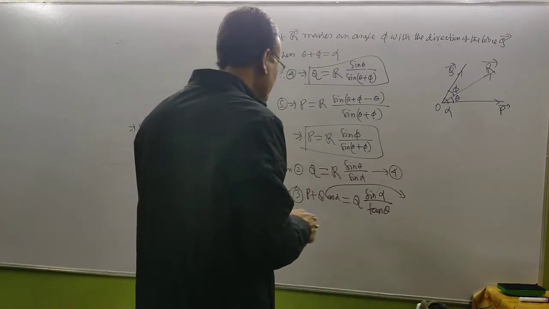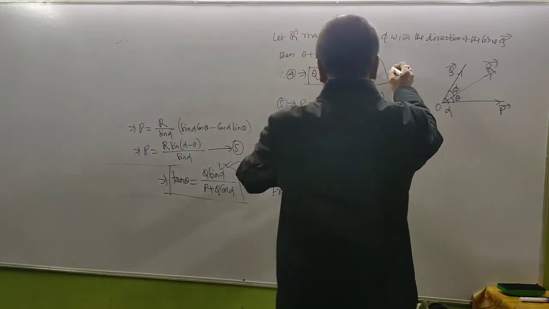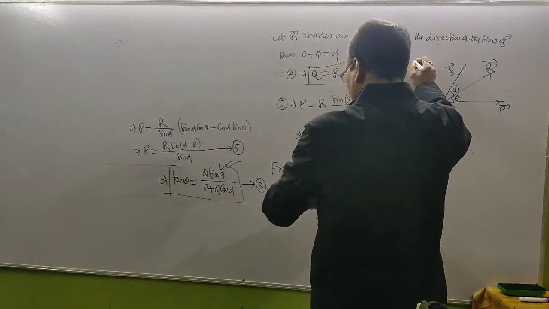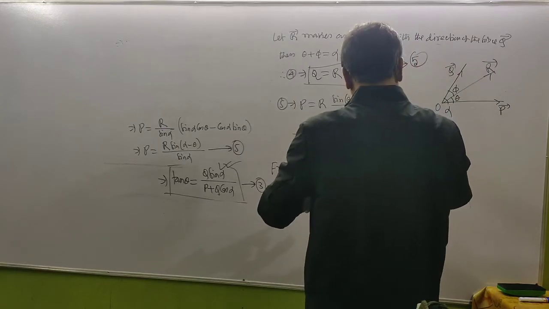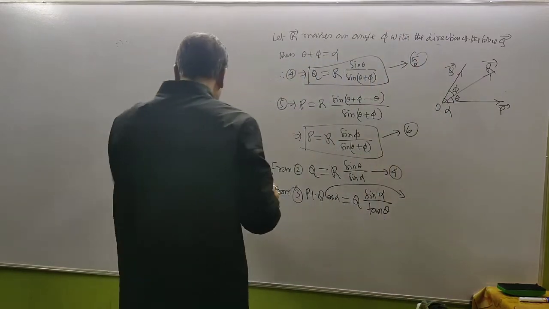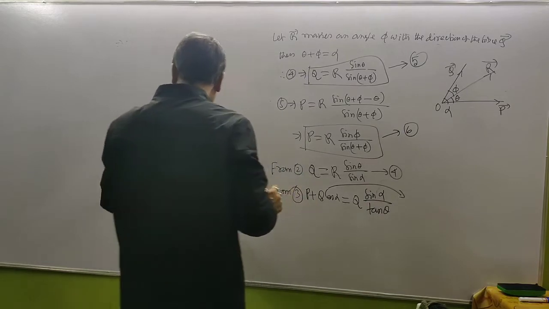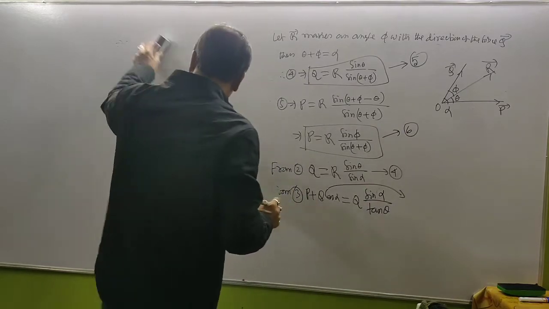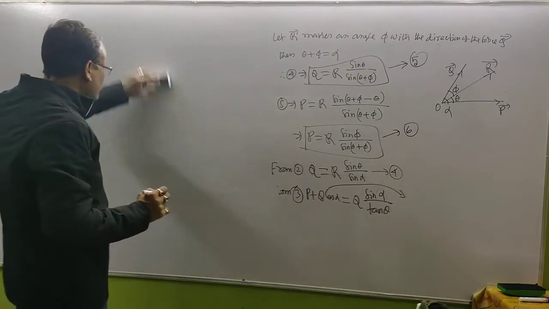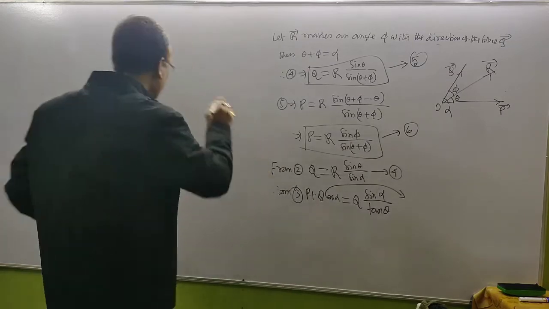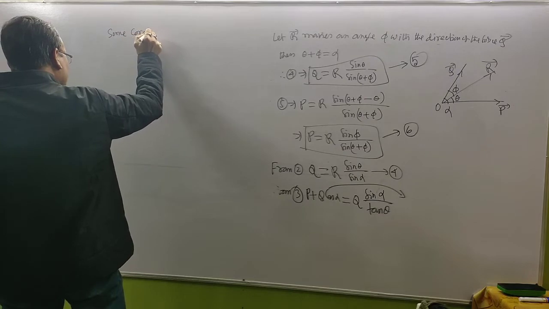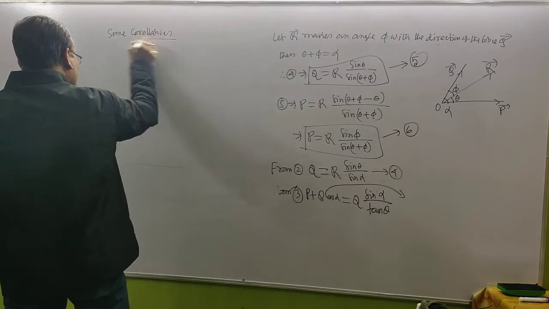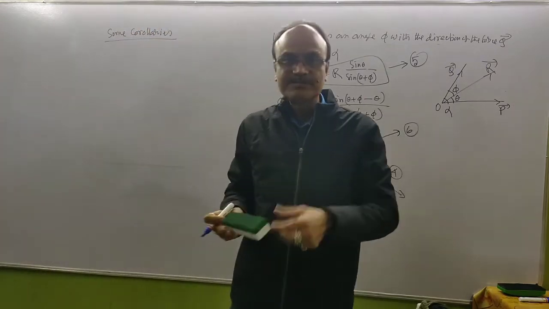Corollaries, and these two, suppose this is number 5 and this is number 6. I am going to tell you something about 5 and 6. Now, some corollaries.